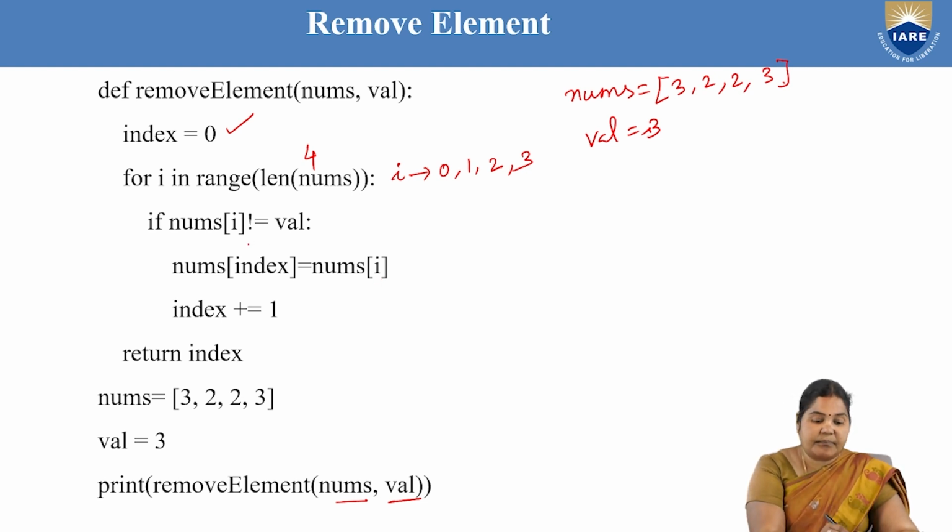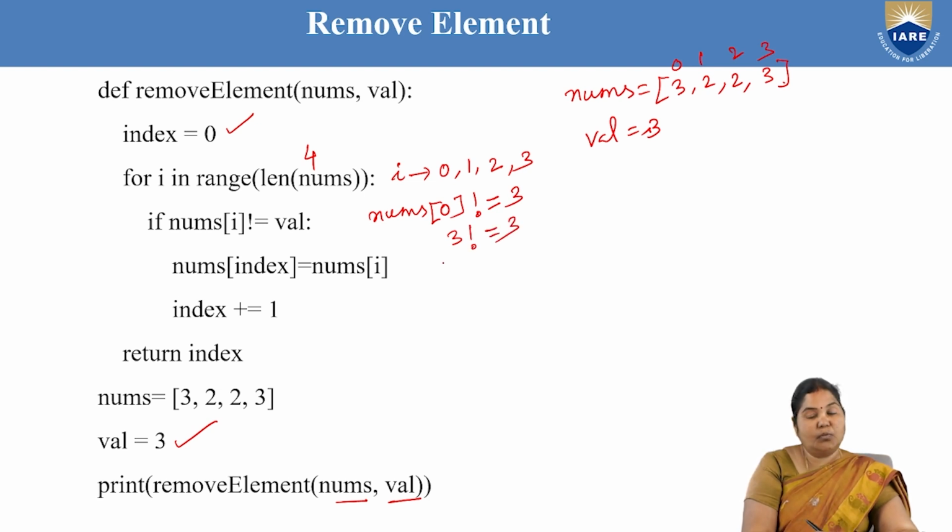Now I am checking nums of i. Nums of i means 0, 1, 2, 3. Nums of i means nums of 0. The element at nums of 0, is it not equal to value? Value is how much? 3. What is there at nums of 0? 3. 3 is not equal to 3? No. It is same as 3. So next time, what will happen? If it is not equal to value, then we have to do these steps.